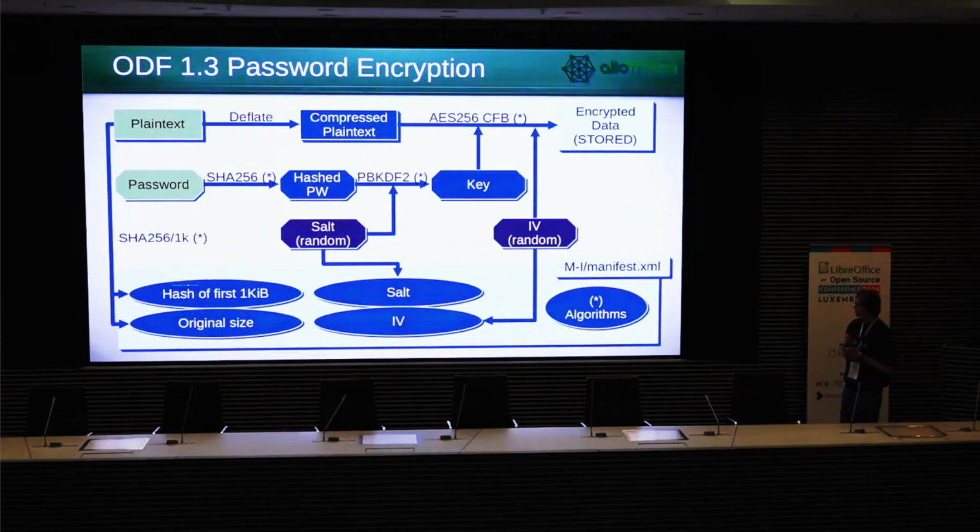What you can see on the arrow there is written SHA-256-1K, that is the algorithm that is used for the hash. An asterisk next to it means that this algorithm is also stored in an XML attribute, so the implementation can choose which algorithm it's using here. So it is parameterizable, everything that is marked with an asterisk here.